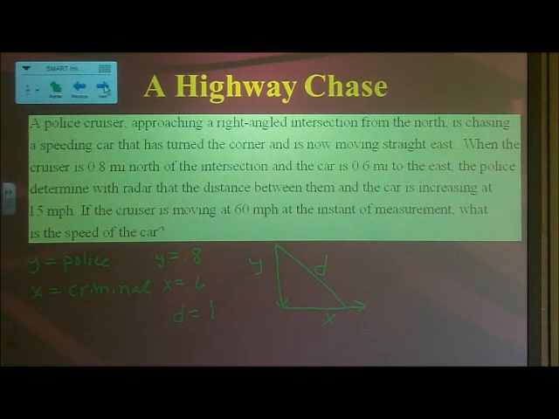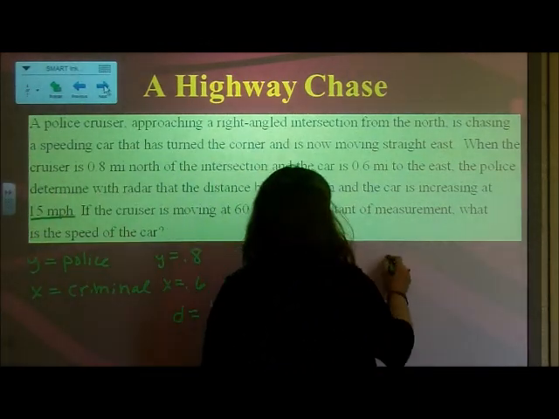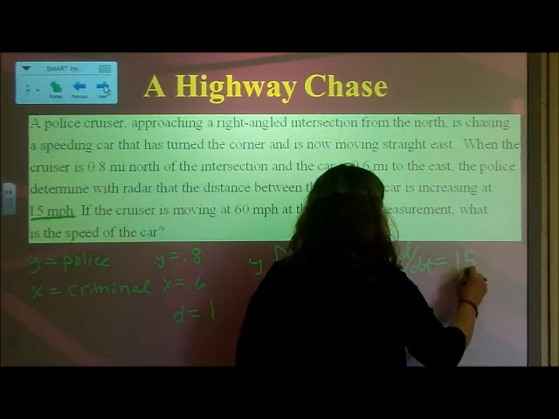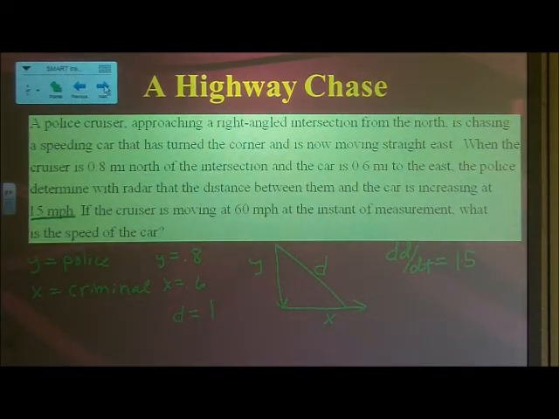It says, please determine with radar that the distance between them and the car is increasing, so that means it's positive, at 15 miles per hour. So what we do here is that means dD/dt, because it's all with respect to time, is 15 and it's positive. The derivative is the rate at which the object is moving. So dD/dt is 15. The cruiser is moving at 60 miles per hour. So dy/dt is what?